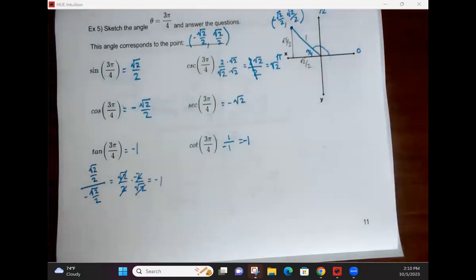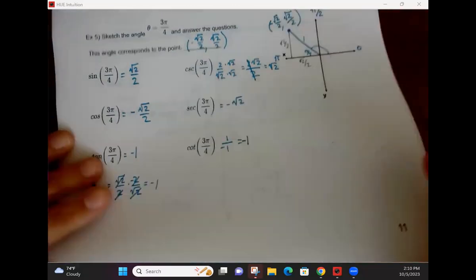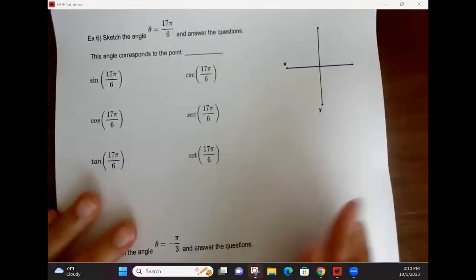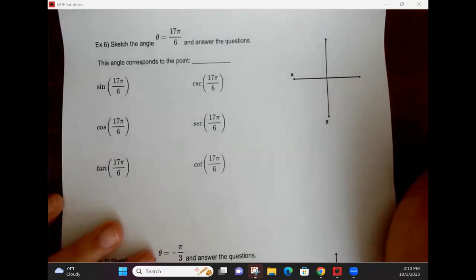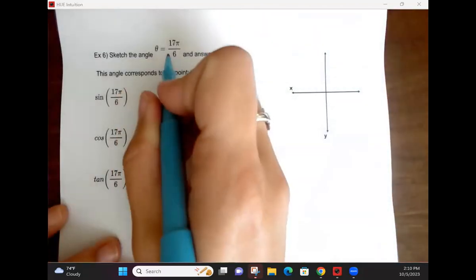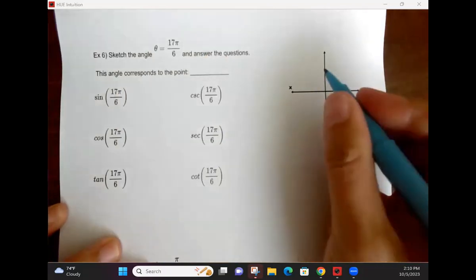So we've got just a couple more that we're going to look at here. Again, we're practicing sketching in that angle and finding that corresponding point. For example, 17 pi over 6. Now this angle is a little bit different because it is greater than 2 pi, so we're going to rotate around more than once.